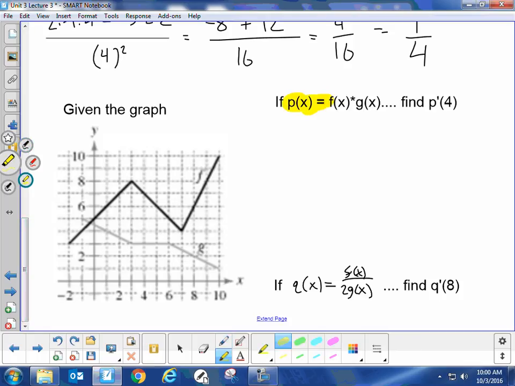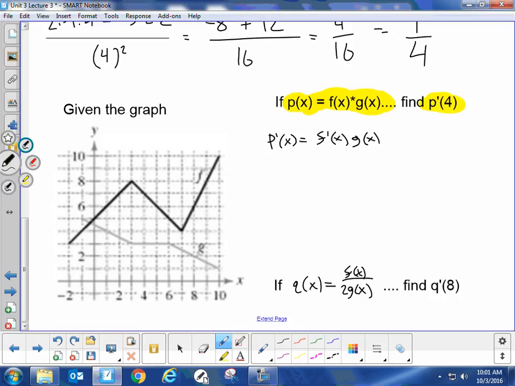This is P and it equals F times G, and I want to find P prime of 4. So this is a simple question because there's no other constants in front of things. It's just the application of the product rule in a way that you are comfortable with and familiar with. So this is P, let's find P prime of x to start. Well, make sure we're just comfortable with the product rule. So everybody write down this product rule.